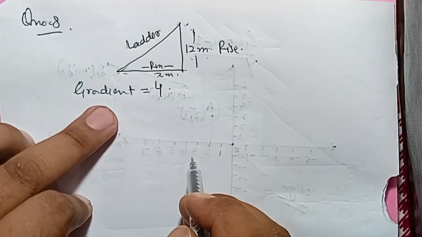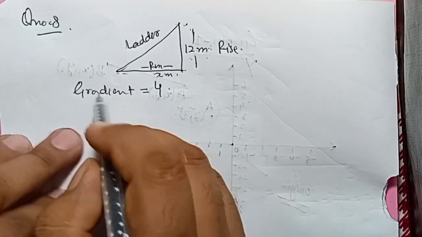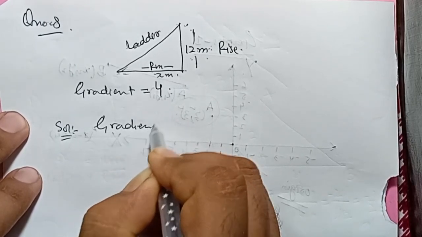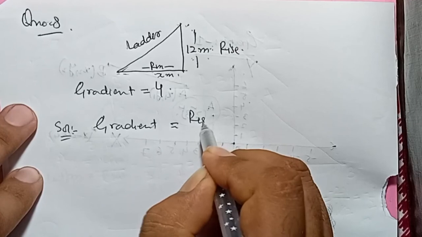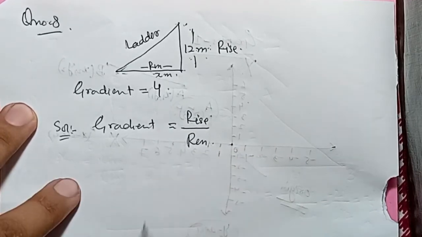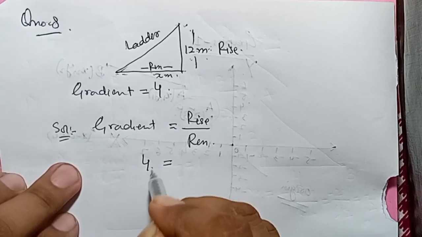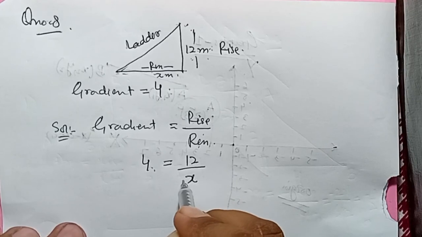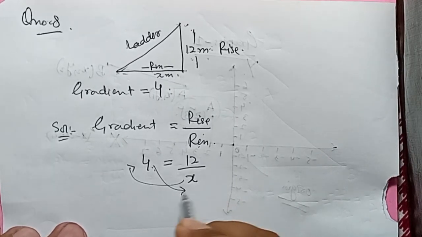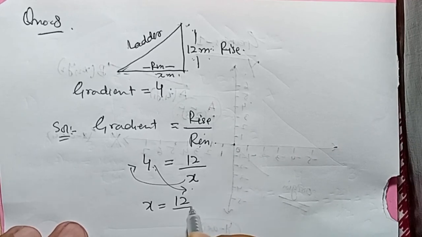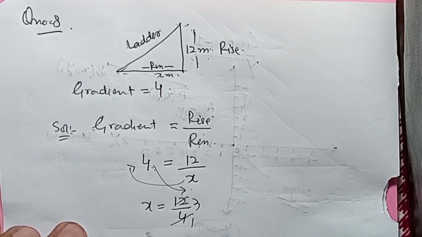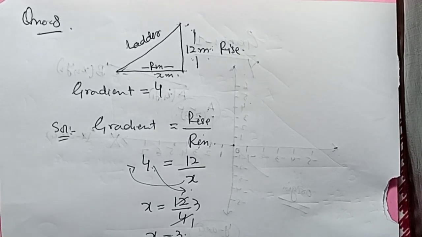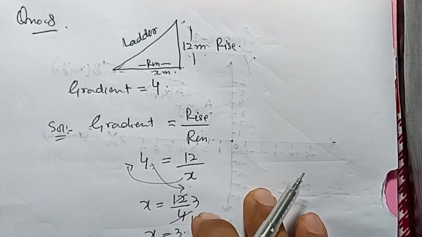I know the formula for gradient. What is the formula for gradient? I will write the answer like this. Gradient is equal to rise by run. What is gradient here? It's 4. It's given in the question. What is rise? It's 12. What is run? That's x. On transposing, I will transpose x here and 4 will come down. So x is equal to 12 by 4. 4 1s are 4, 4 3s are 12. So x is equal to 3. Therefore, I can write answer is equal to 3 meter. This is the question number 8.